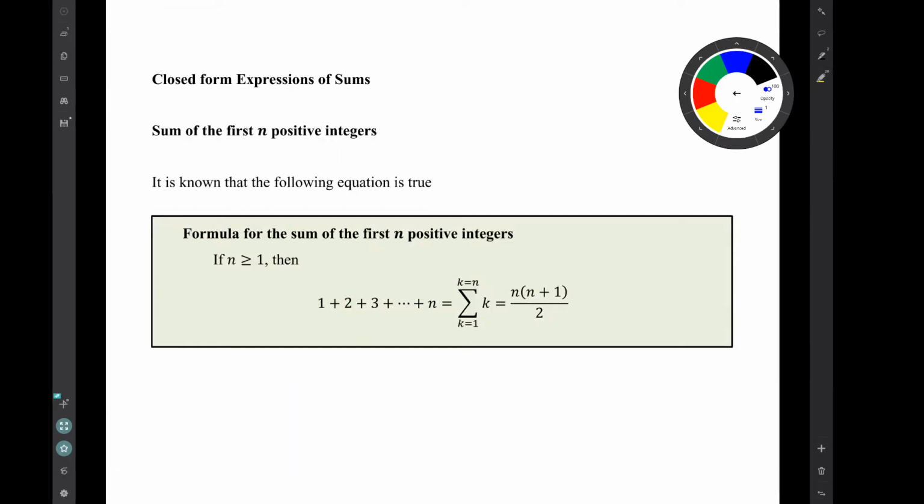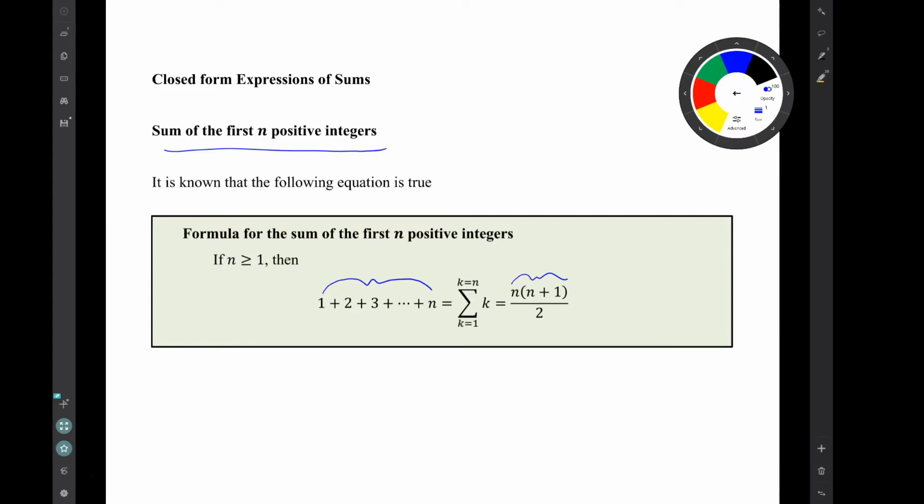All right, so closed form expressions of sums. I want to talk first about the sum of the first n positive integers. So it's well known that this equation is true. This sum is equal to this expression.